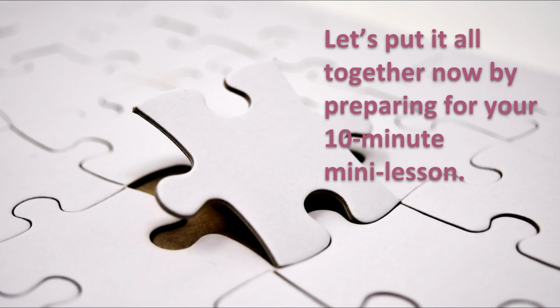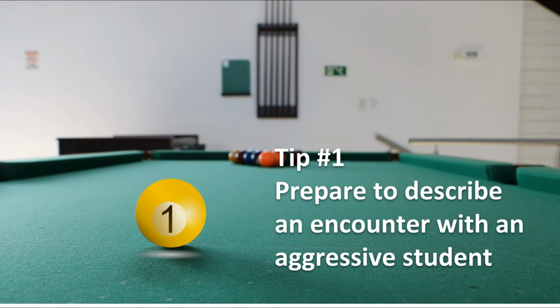Let's summarize our learning now so we can prepare for your upcoming mini lesson. So for this mini lesson, you'll need to prepare to describe an encounter with a student that's starting to get aggressive. On this screen, you'll see a pop-up to a video that shows an example of a student whose behavior has escalated and has gotten out of hand. Consider how you'd use your understanding of de-escalation techniques to change the outcome of the situation.